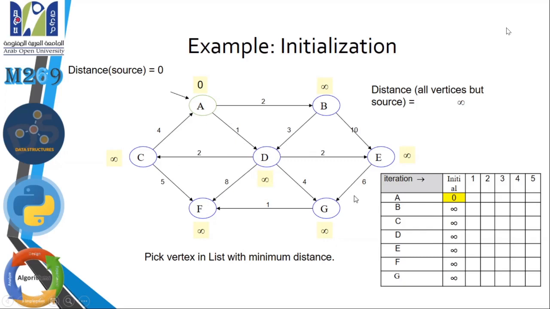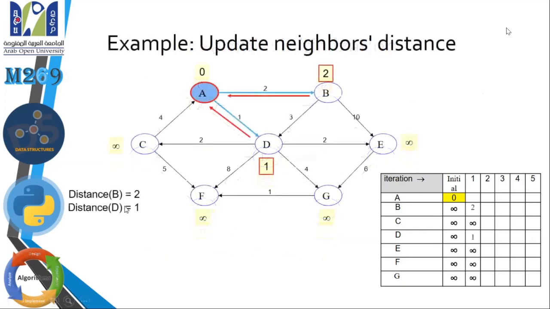Are there any other cities I can go to? No. So the next target is the smallest one, which is 1. From A to D, that is 1. From A to B, that is 2. And that one is updated. Now, from A to B, that is 2. From A to D, that is 1. The rest are still infinite.